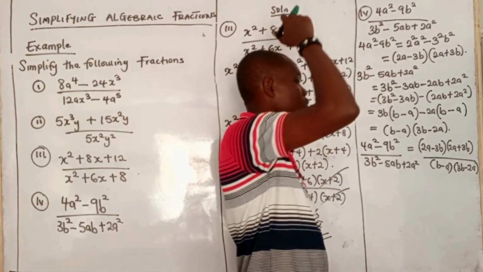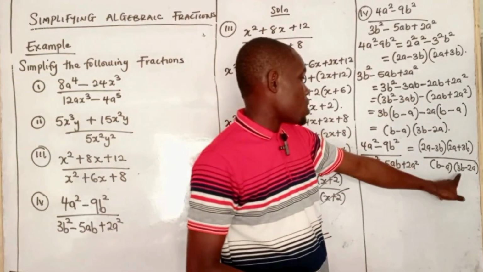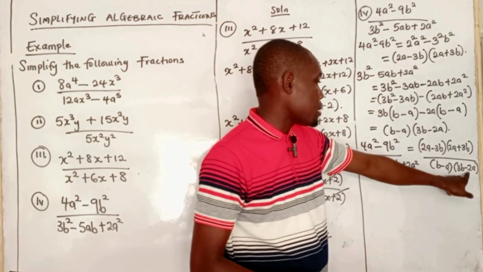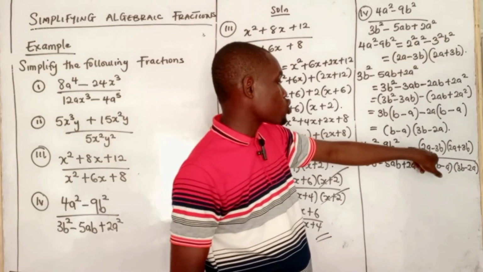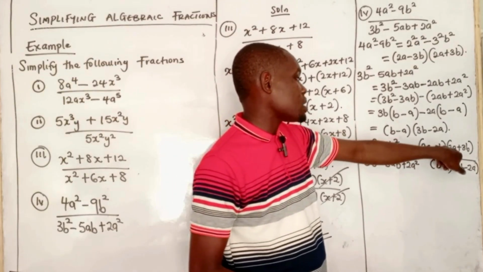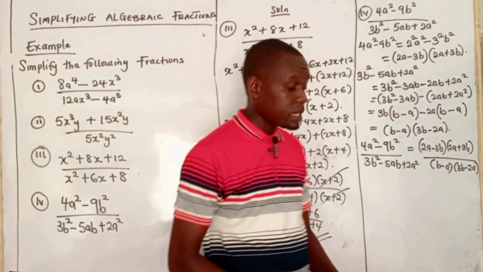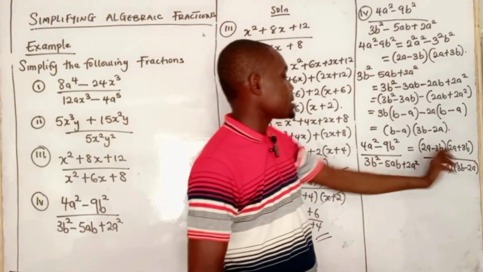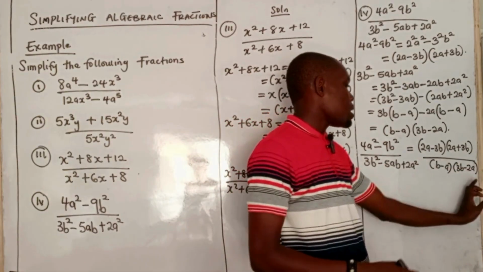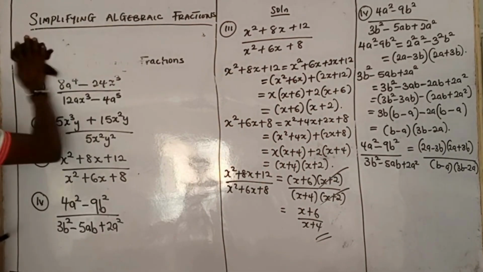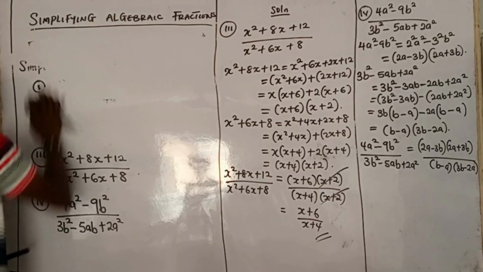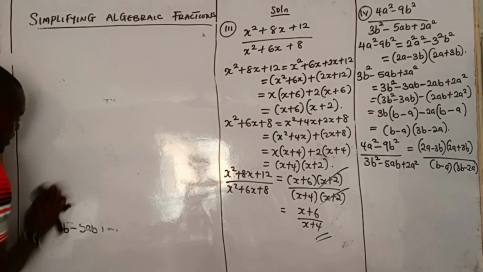But remember in our number one question, we have 3b minus 2a, and in the first place we have 2a minus 3b and then we also have 2a plus 3b. So if we do the same thing, by the time we introduce a minus sign to the denominator, what are we going to have? This is what we are going to have here.